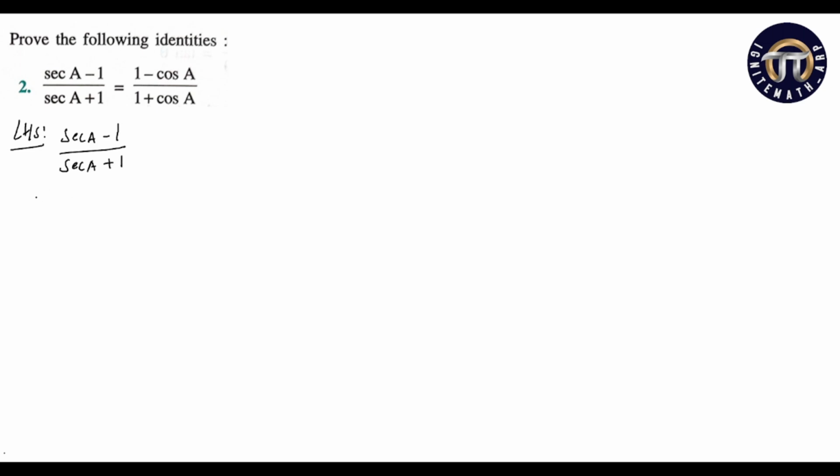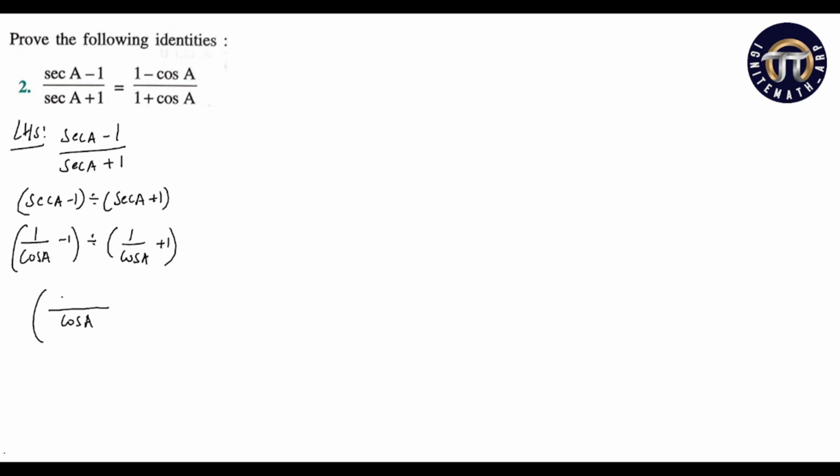So secant A minus 1, I can write this one as secant A minus 1 divided by secant A plus 1. I'll just separate them with a division sign. Sec and cos are reciprocals of each other. Sec A can be written as 1 by cos A minus 1. Then divided by this sec A plus 1, again I can write this one as 1 by cos A plus 1. So here if I take LCM, LCM is going to be cos A, then 1 minus cos A divided by 1 plus cos A by cos A, I get.